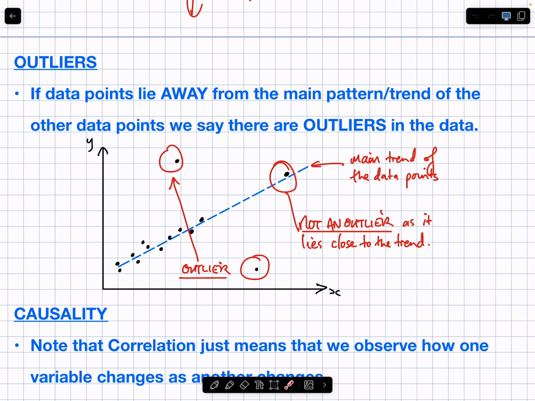So outliers: data that's far away from the trend of the data and is not on trend. If it's far away from the main part of the data but it's on trend, it's not an outlier.